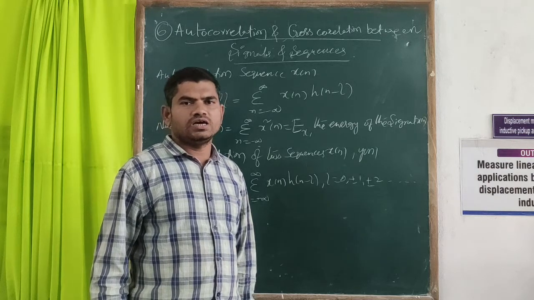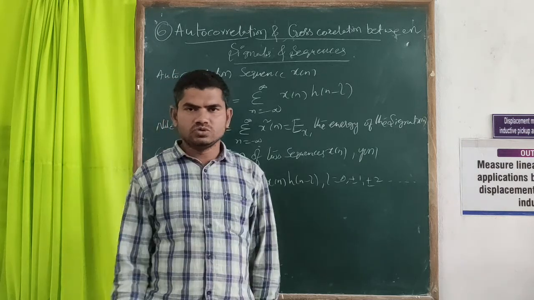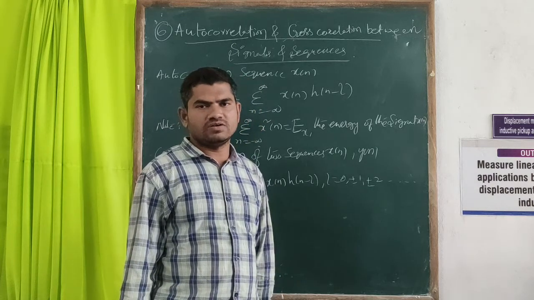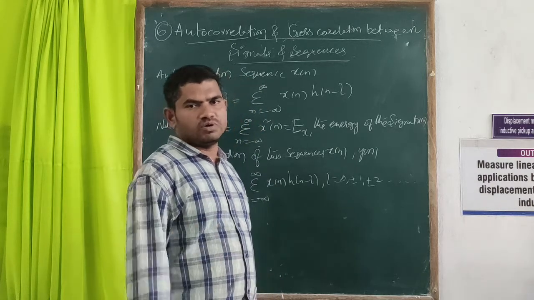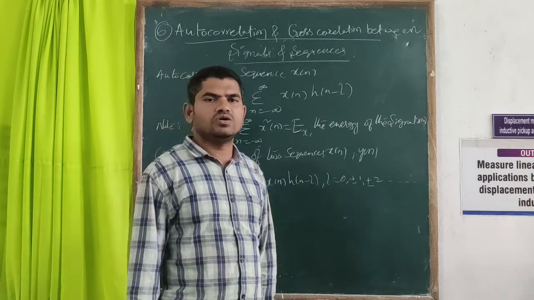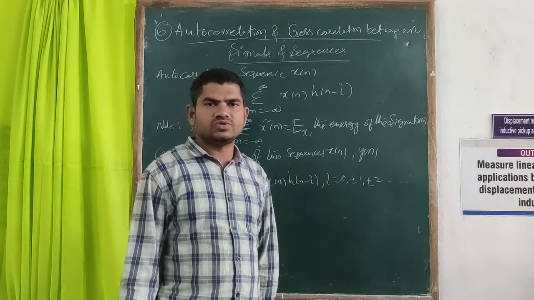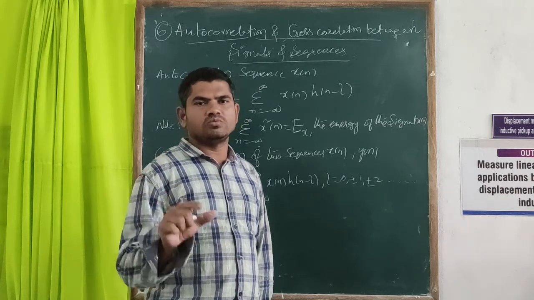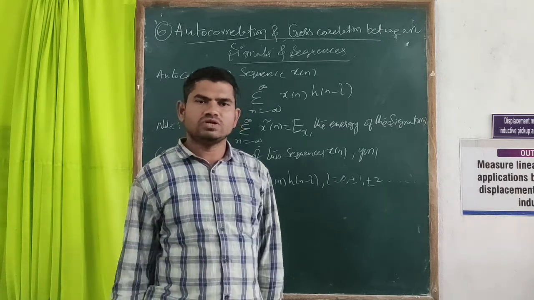x of n is the input signal and h of n is the impulse signal. To find the convolution of the two signals, we write y of n is equal to x of n convolved with h of n. The standard formula for the convolution is y of n equals the summation over k from minus infinity to infinity of x of k into h of n minus k. By using that formula, we find the convolution of the two signals.